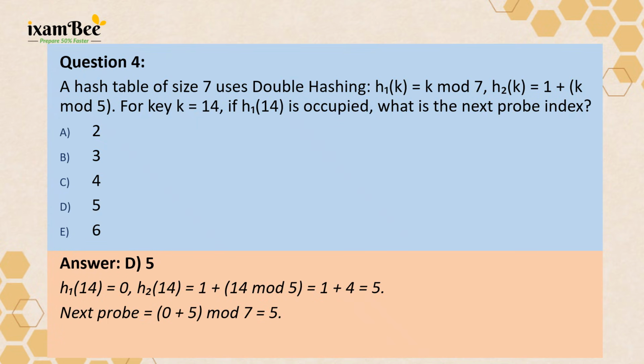h1 of 14 is calculated as 0. So it is said that it is occupied. So h2 of 14 would be 1 plus 14 mod 5, which is 5. So the next probe would be 0 plus 5 mod 7. And that will give us the value 5.